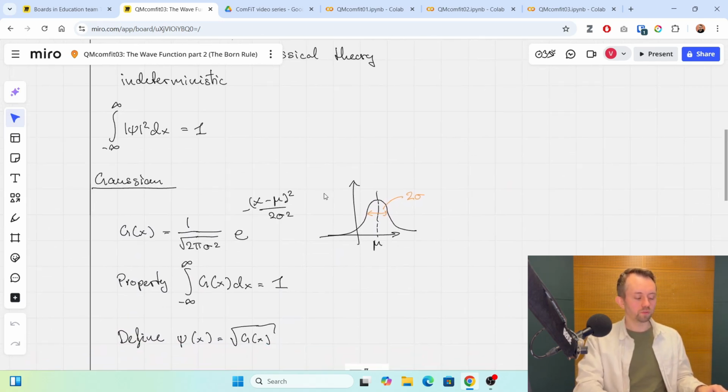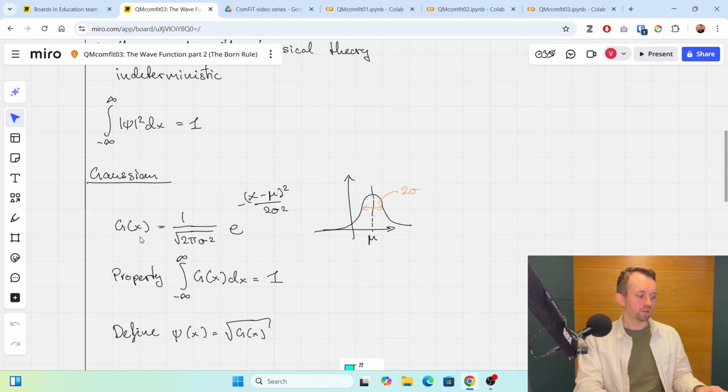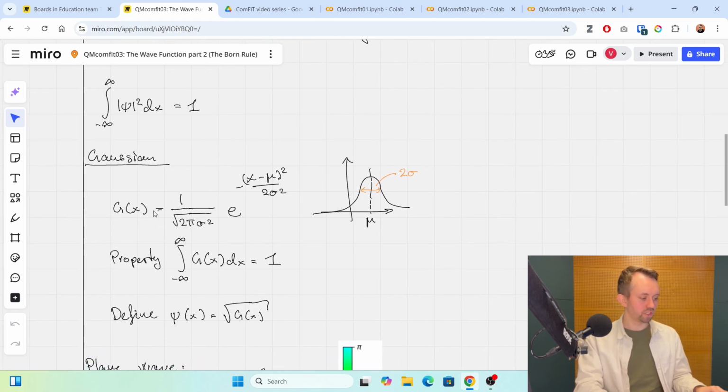And the reason that we often work with Gaussians, and the reason that we're going to be working with Gaussians, is that they're very nice localized functions. And if we write them properly, they will in fact integrate to 1. So this is the definition of a Gaussian function in one dimension. It's g of x equals 1 over the square root of 2 pi sigma squared, e to the minus (x minus mu) squared over 2 sigma squared. It has two parameters, sigma and mu, and sigma denotes the width of the wave function.